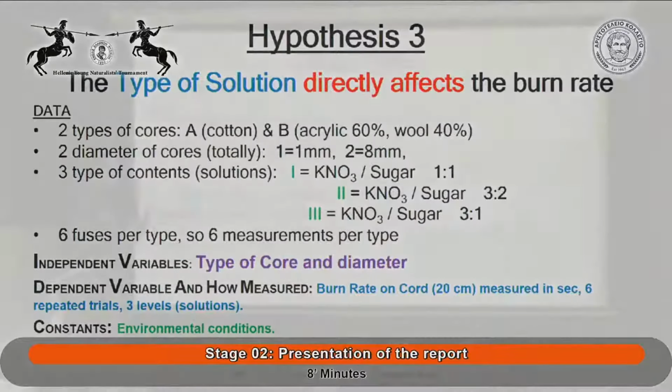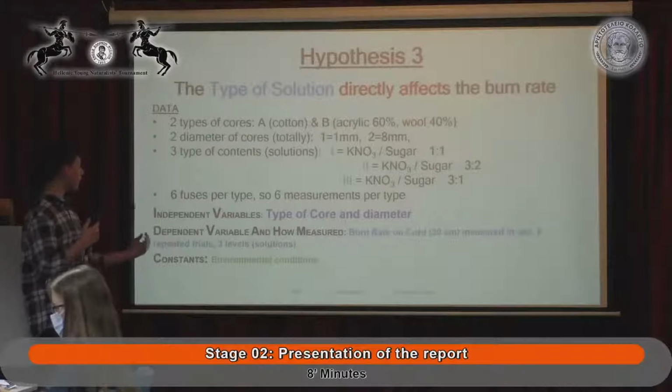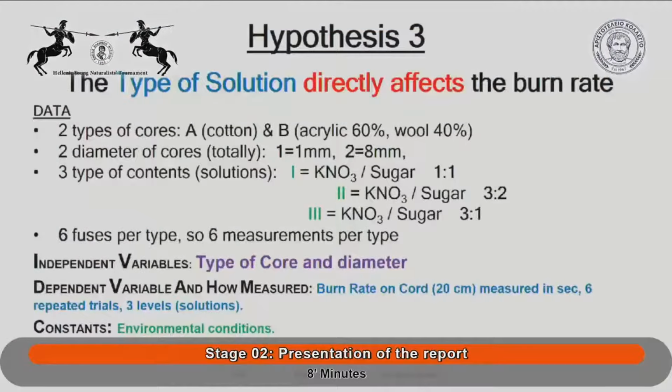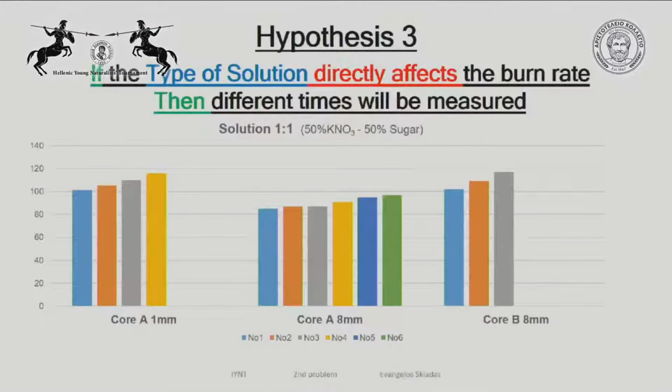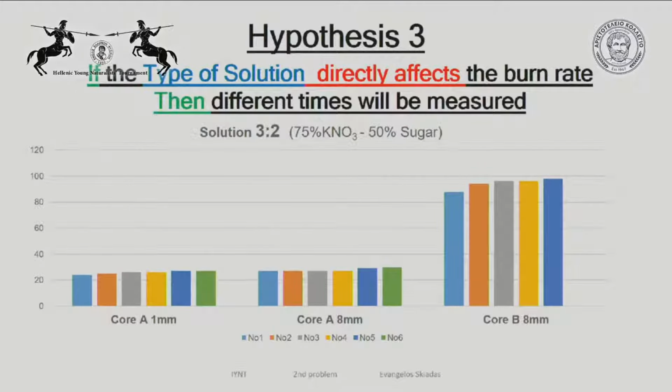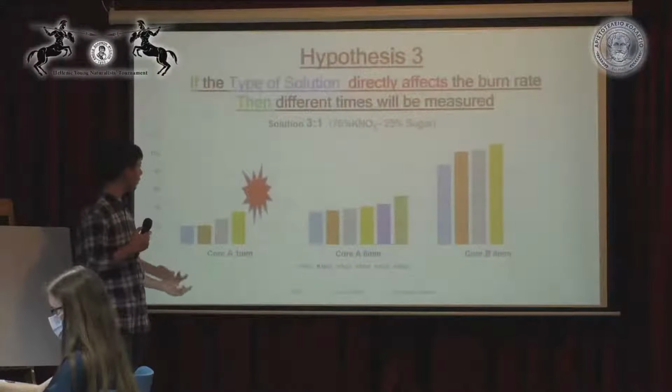My third and last hypothesis is that the type of the solution directly affects the burn rate. The independent variable is the type of the solution, and the dependent variable and constants are the same as in the previous hypotheses. Here are my diagrams. As you can see, the ones that are missing stopped. Here are more diagrams. Here's the one that exploded, and more diagrams.